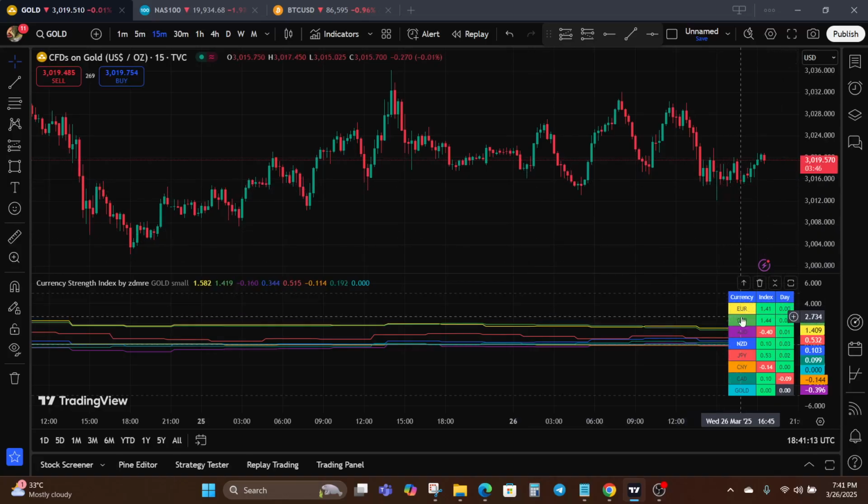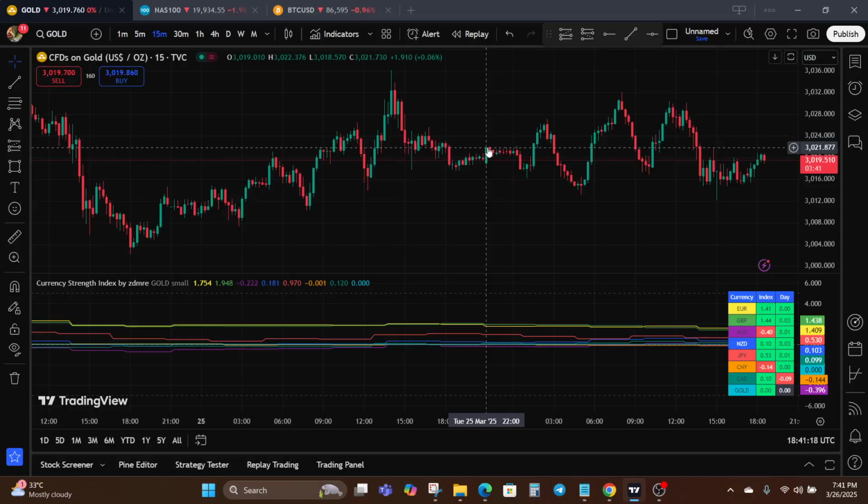If you notice that, let's use the Euro USD again as an example, right? If you notice that Euro is gaining strength and maybe USD is losing strength, in that case, if you want to trade the Euro USD currency pair, if Euro, which is the base currency, is gaining strength, while USD, which is the quote currency, is losing strength, what does that mean? That means that Euro USD is going to go up. So you'll be looking for buy opportunities on the Euro USD currency pair, right?